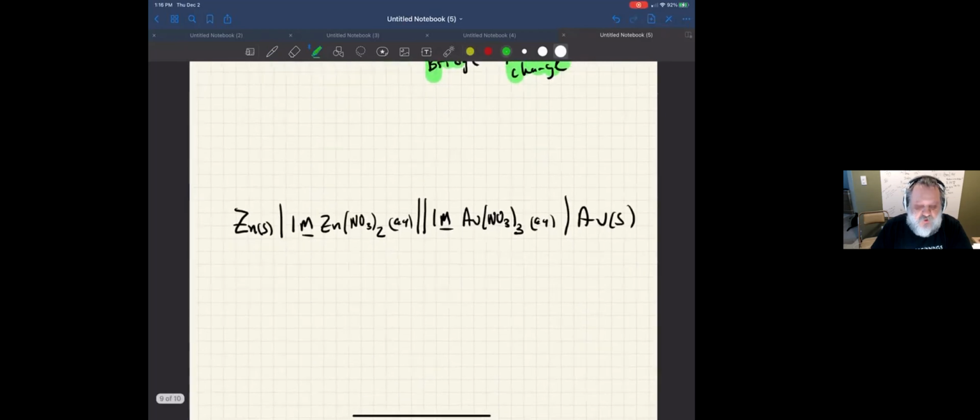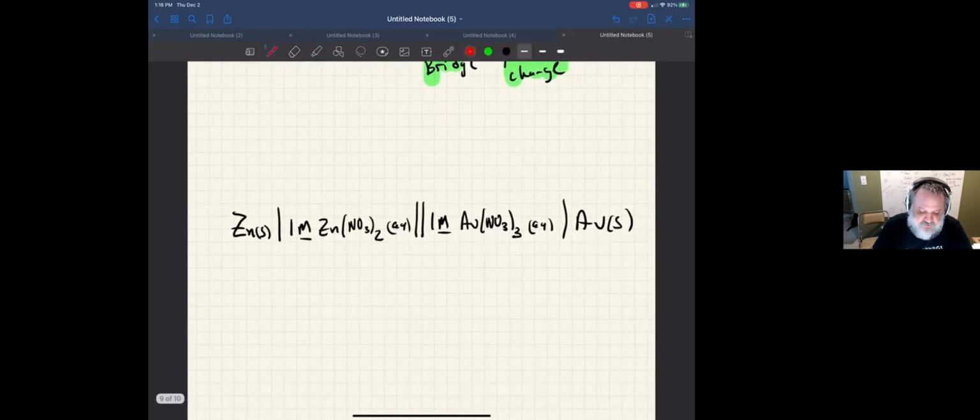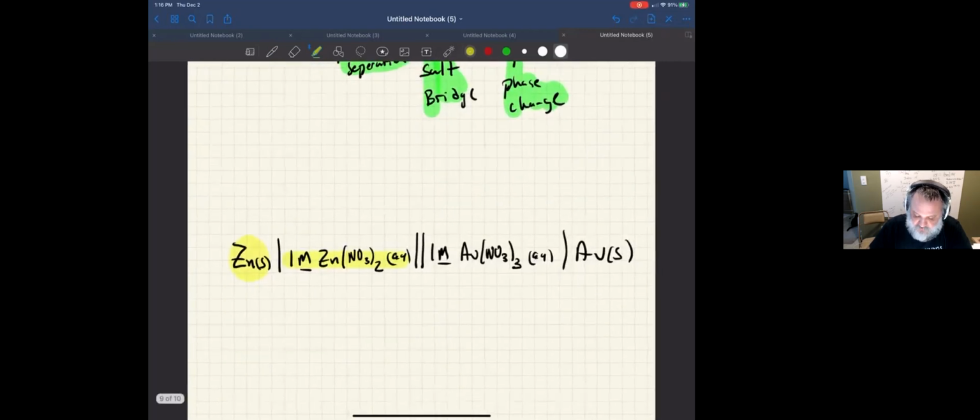So what was the anode material? The anode material was zinc solid. What's the anode solution? Well, under standard conditions, it was 1 molar zinc nitrate. There's my salt bridge. What was the cathode solution? The cathode solution is 1 molar gold 3 nitrate, and the cathode material was solid gold. So there's my standard cell notation representing this particular galvanic cell.